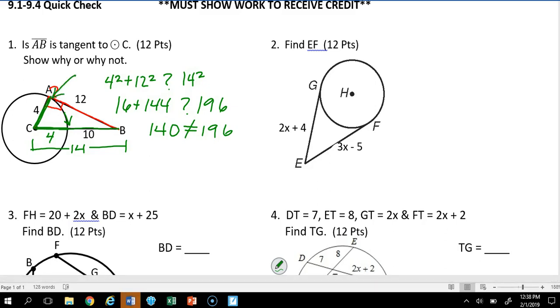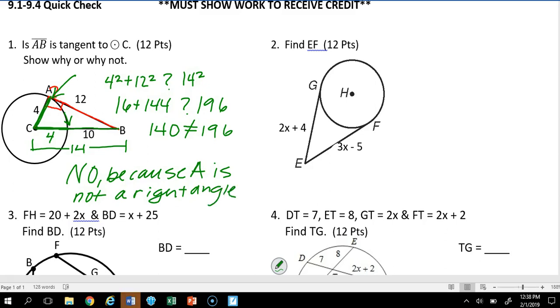So when it asks us if AB is a tangent, the answer is no, because angle A is not a right angle.